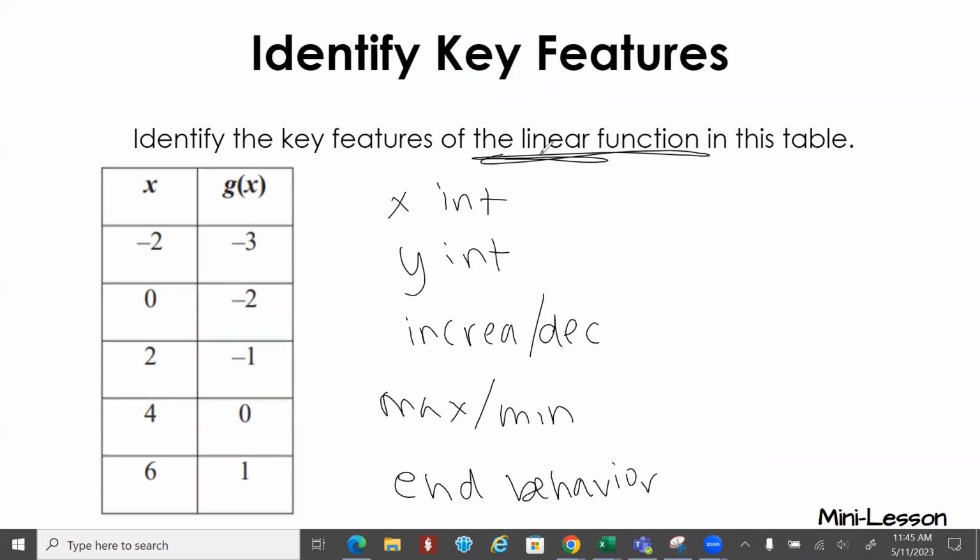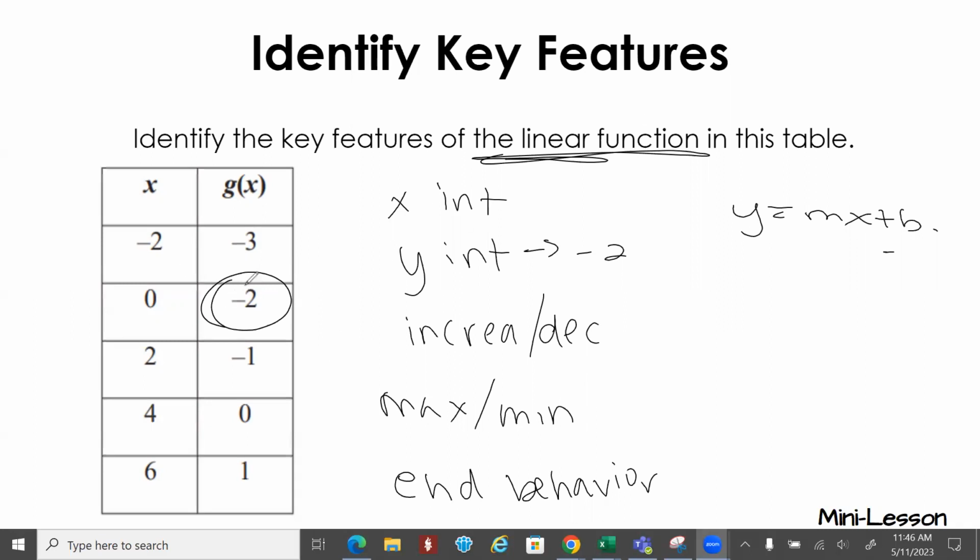Now, since this is a linear function, that's going to look like y equals mx plus b, right? Okay, so what would be my y-intercept? Okay, so it would be -2 for that b. What would be my slope? It's going up by 1 and 2, so 1 over 2. Okay, let's try this again.